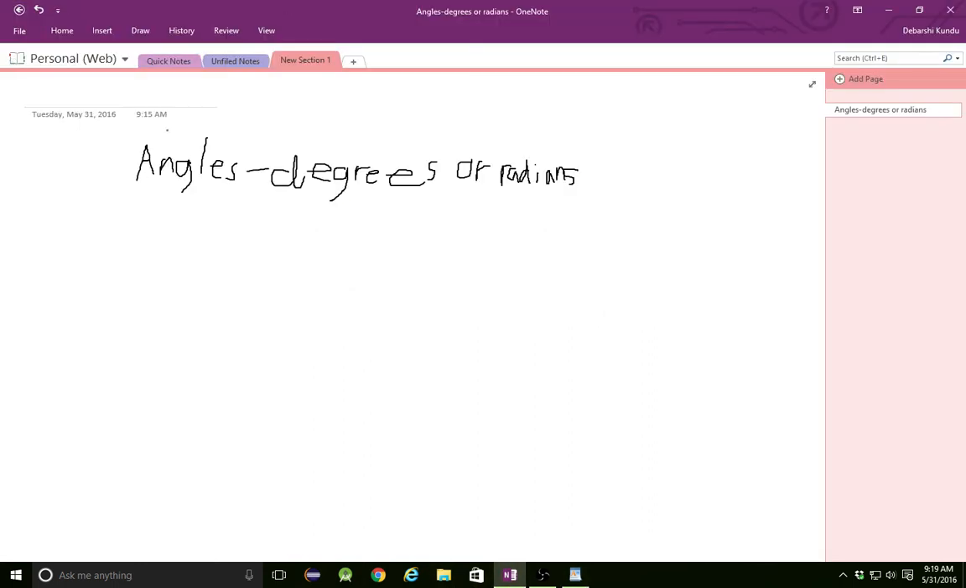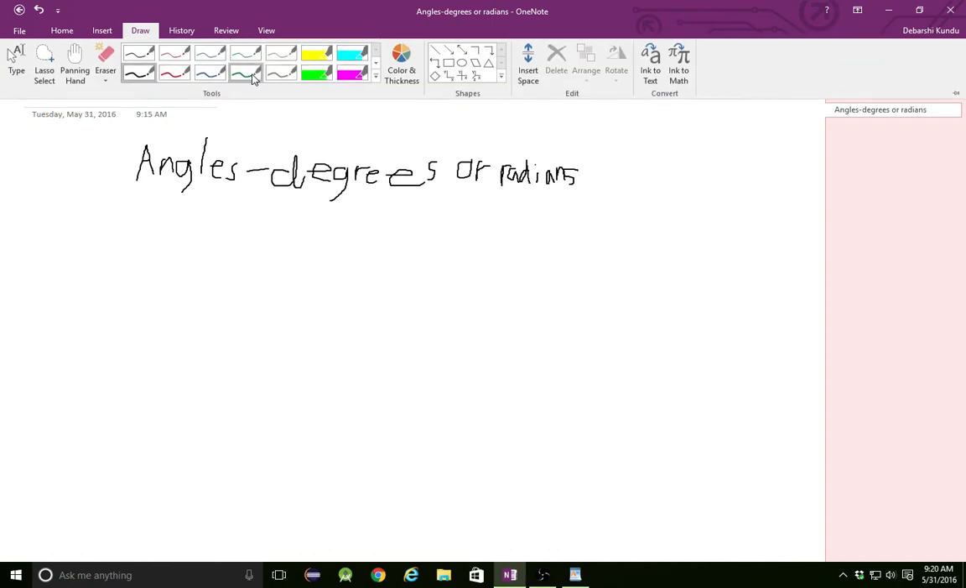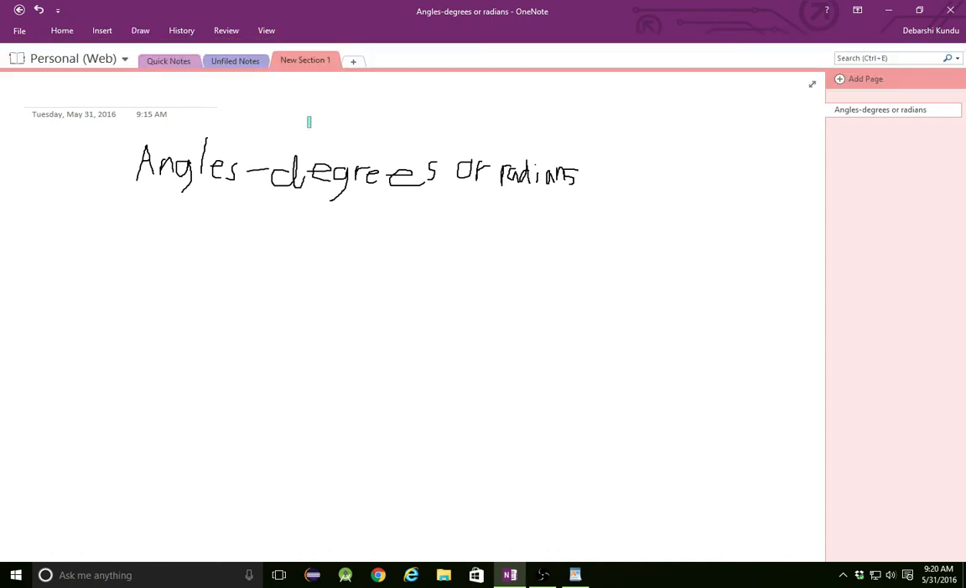An acute angle looks something like this. So we can call this angle C, and angle C, as you can see, is less than 90 degrees.